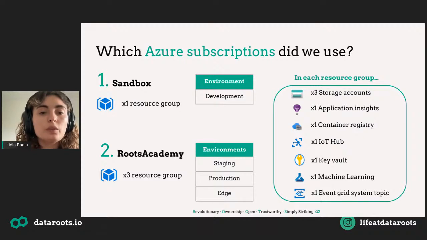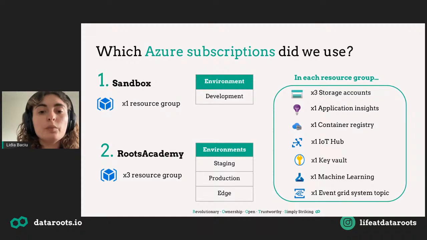Here in the Roots Academy, we have 3 resource groups: the staging, production, and edge environment. What is most important here, perhaps, is the edge, because as you can see on the right, we are stating that in each resource group we have some resources, but this is not the case for the edge environment. The edge environment contains only a storage account, which also contains the backends to our Terraform. So this environment is quite special.